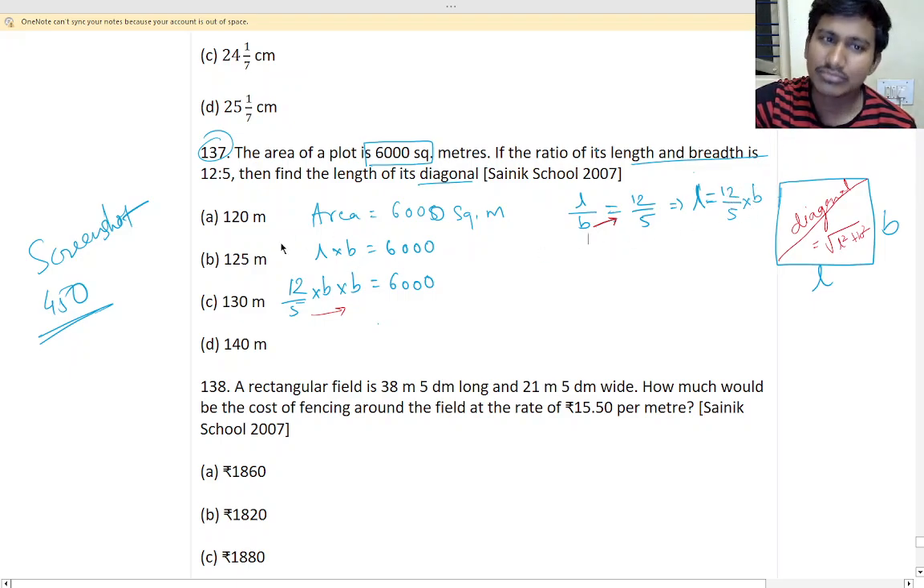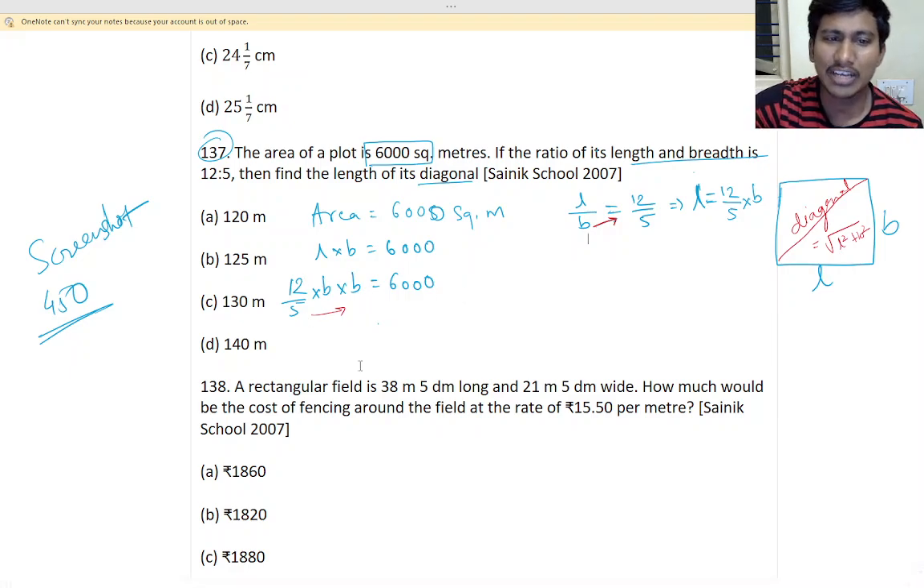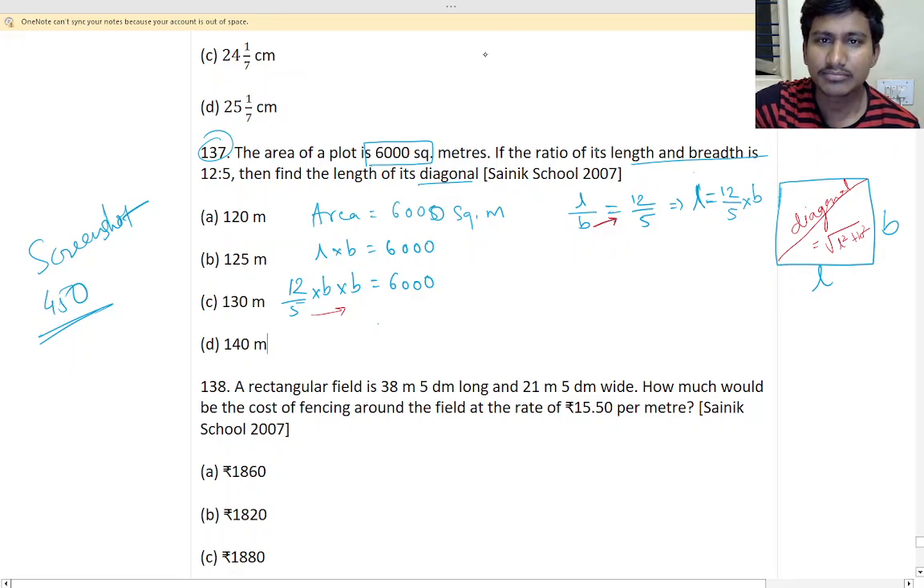Now that we know, how do we find the area? Area we find by length into breadth. So that is 6000. Length is how much now? Length is 12 by 5 into breadth. You write that, and into B you write the same. So that is 6000. You take this 12 by 5 to that side. What will happen? B into B is equal to 6000 into 5 by 12.